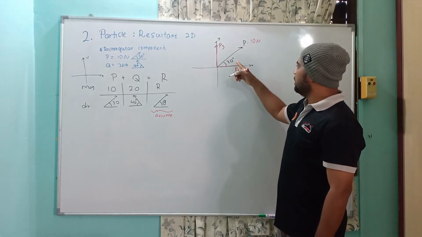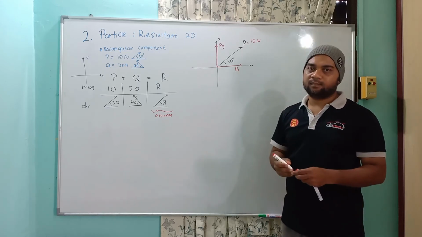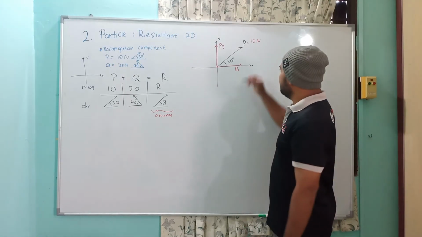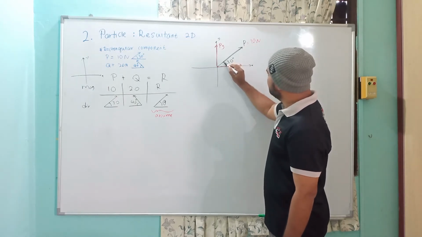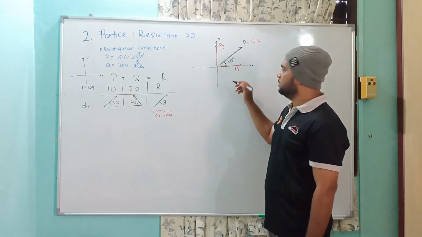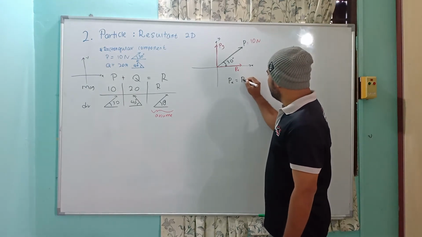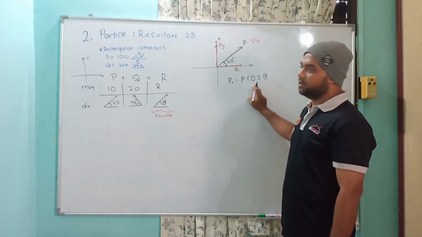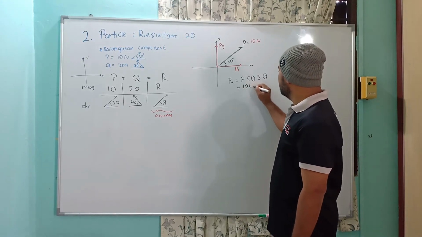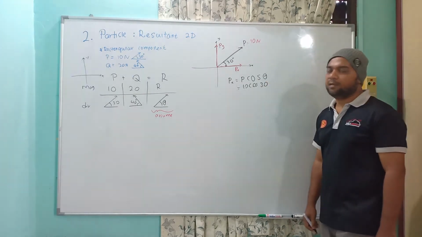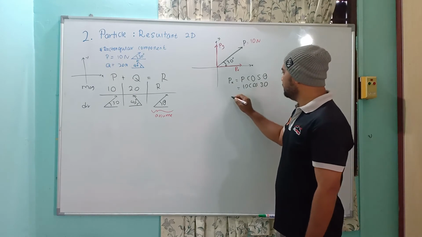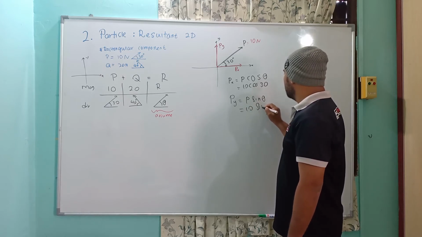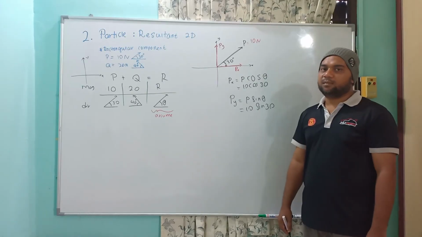So how can we relate the P with Px? For simple memorizing, this is the P. Taking this angle to X, the Px equals P cos theta. The one that you take the direction to will be the cos. So Px equals P cos theta, here it is 10 cos 30. If the X is cos, the Y must be sine. So Py equals P sine theta, or 10 sine 30. Okay, that is the way.